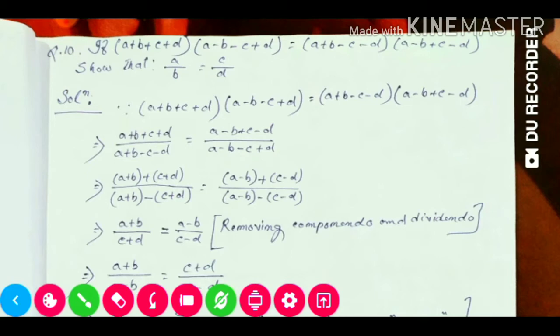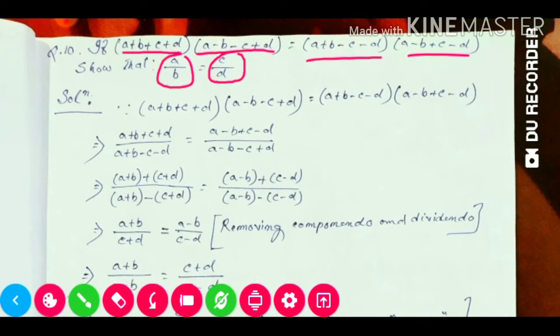After componendo and dividendo is removed, then automatically slowly it will come to a divided by b and c divided by d. Because here is a group of 4 numbers, and here is a group of 4 numbers. We need to show only a by b and c by d. For this reason we need to arrange this according to our formula, componendo dividendo.